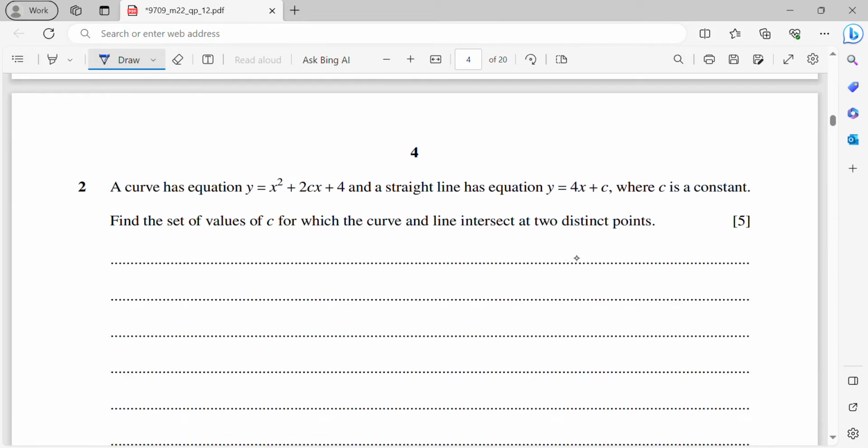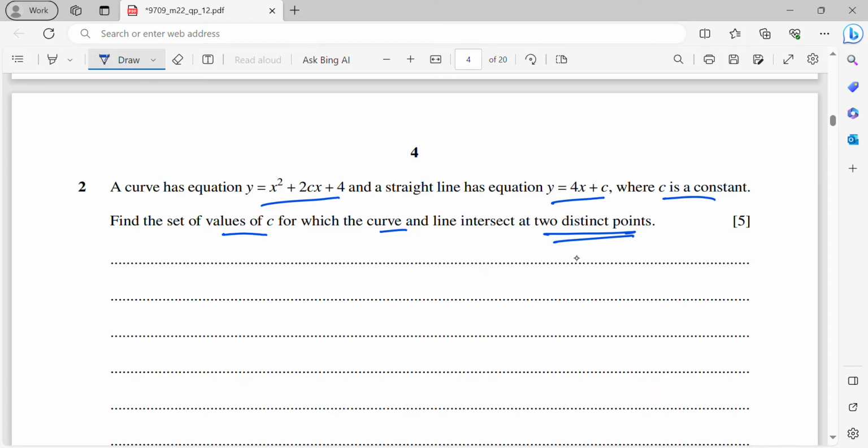A curve has equation y equals x squared plus 2cx plus 4, and a straight line has equation y equals 4x plus c, where c is a constant. Find the set of values of c for which the curve and the line intersect at 2 different points.